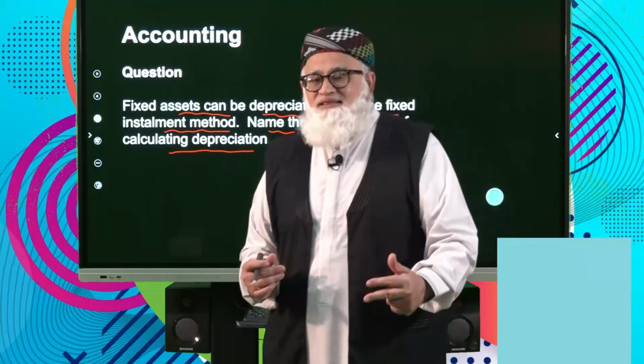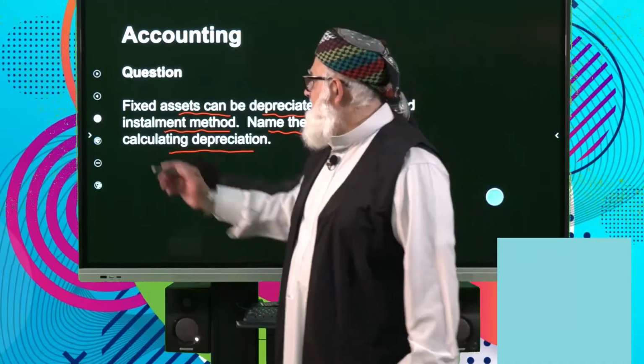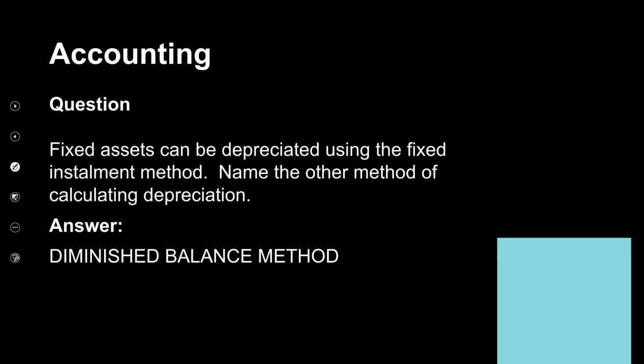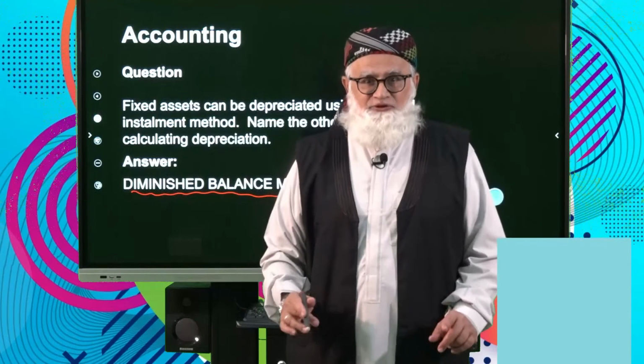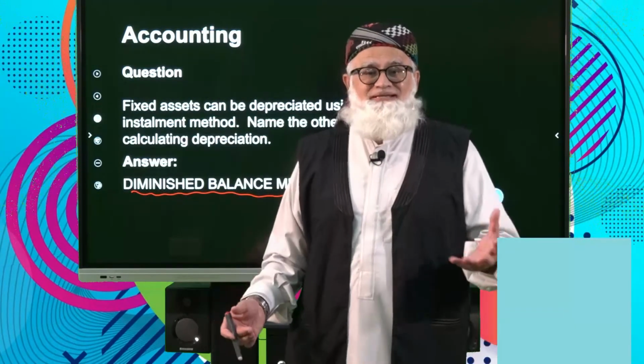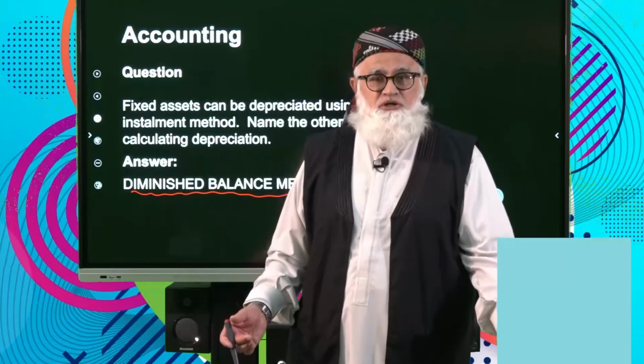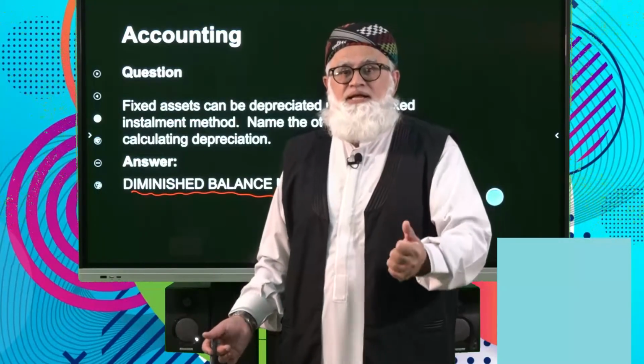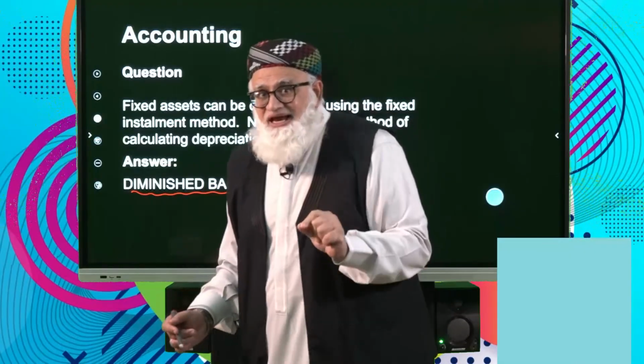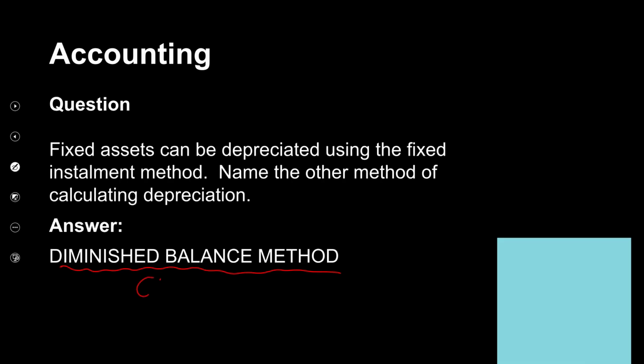However, the other method is the diminishing balance method. In other words, you're calculating your depreciation on the carrying value. Therefore, it's a completely different method of depreciation, whereby the depreciation is calculated on the carrying value. And how do we get the carrying value? Very important. It's your cost price minus your accumulated depreciation, which will give you your carrying value. So in this case, you will depreciate the asset using its carrying value.